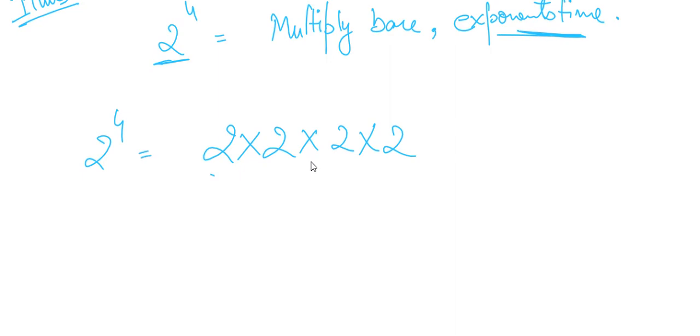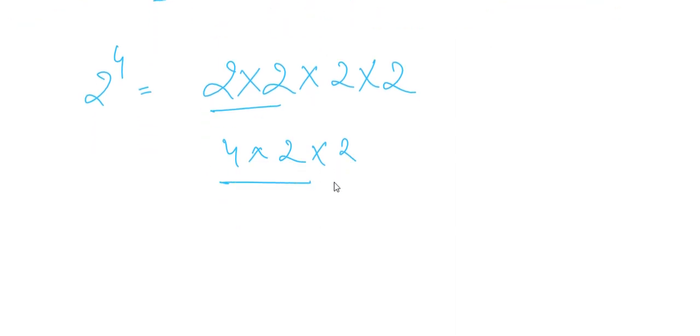On simplification, I would be getting 4 into 2 into 2. Further simplification, 4 cross 2 is 8, cross 2 gives me 16. So 2 raised to the power 4 gives me 16 as my answer. So this is how I determine exponents. Seems clear? Any issues? You may raise your question if you have.